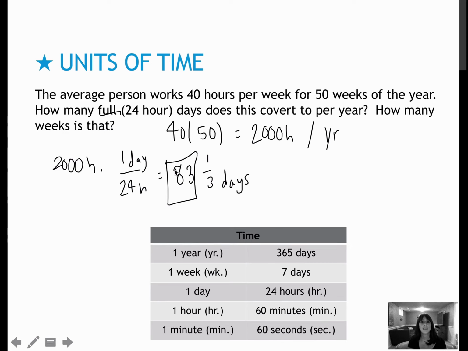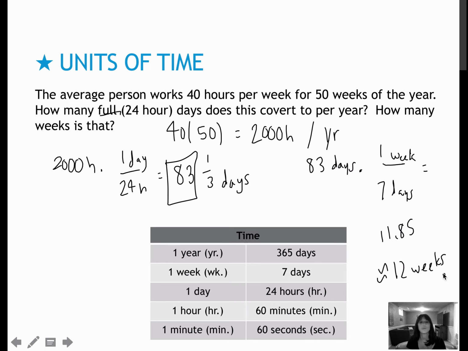How many weeks is that? Well, I know that in 83 days, and there are 7 days in 1 week, and of course then I'm going to take 83 times 1 and divide it by 7. And again, I end up with a decimal here. I get 11.85, etc. I would say about how many weeks is that? It's about 12 weeks. So it's really darn close to 12 weeks.